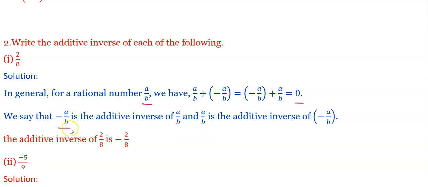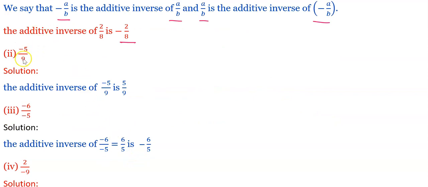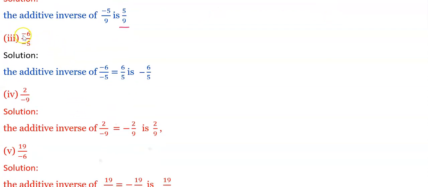Therefore, we will say that minus a upon b is the additive inverse of a upon b, and a upon b is the additive inverse of minus a upon b. And therefore, it's clear that the additive inverse of 2 by 8 is minus 2 by 8. Next, the additive inverse of minus 5 by 9 is 5 by 9. Additive inverse of minus 6 upon minus 5. Here the division of minus upon minus will become plus. That is, minus 6 upon minus 5 is 6 by 5. Therefore, the additive inverse of 6 by 5 is minus 6 by 5.